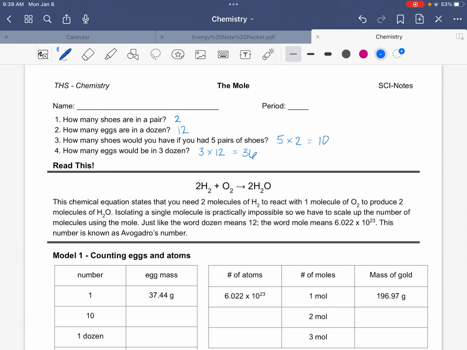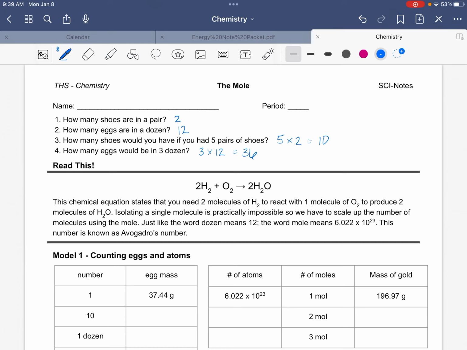For the read this, I have the equation 2H2 plus O2 yields 2H2O. This chemical equation states that you need 2 molecules of H2 to react with 1 molecule of O2 to produce 2 molecules of H2O. Isolating a single molecule is practically impossible, so we have to scale up the numbers of the molecules using the mole. We can't just do a reaction using 2 molecules and a single molecule. It's just too tiny of a reaction for us to even see. So we use the mole to scale it up.